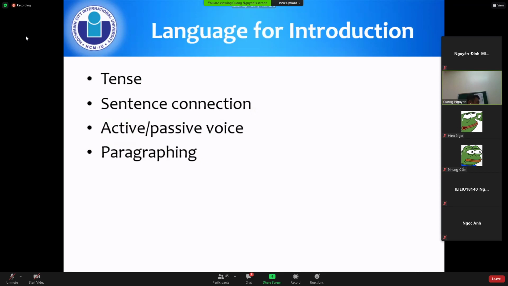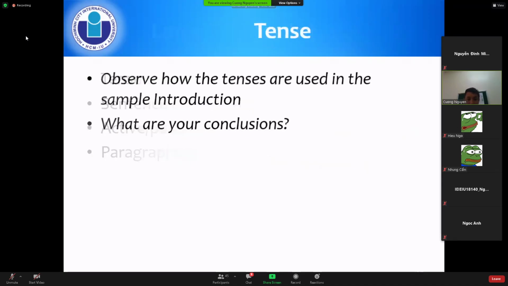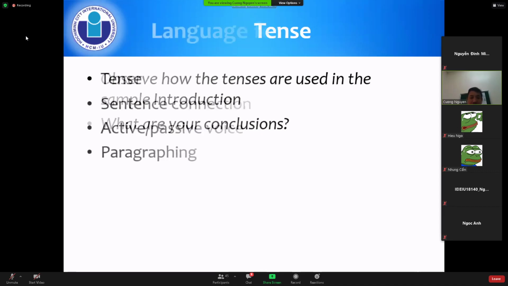Now let's move on to the second part of the class this morning, which is not the focus of the class today, but because we have two more sections, for the language. Let's talk about tenses, about sentence connections, about active voice, passive voice, and about paragraphing. Now, I want you to observe how the tenses are used in our sample introduction. And what are the conclusions about the tenses used in writing the introduction section? So let's get back to our sample, okay?